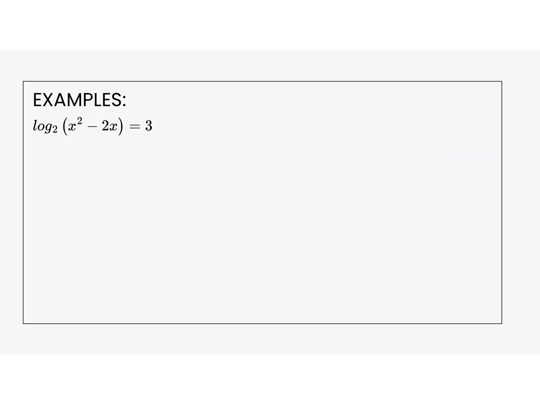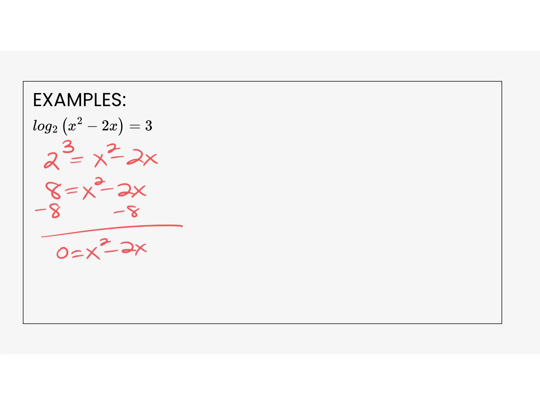All right, this one, we have just a log on one side. So we're going to rewrite this in exponential form. 2 to the third power equals x squared minus 2x. 2 to the third power is 8. When I see an x squared like that, in order to solve it, I should be thinking my first step would be to factor, but to do that, I need it to be set equal to 0. So I'm going to bring the 8 over to the other side. So I get x squared minus 2x minus 8. And remember, I'm thinking what multiplies to 8, what adds to negative 2.